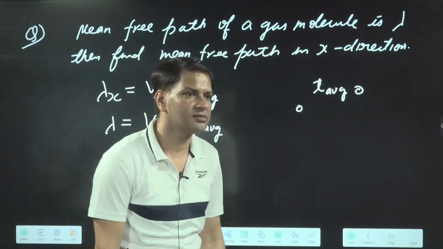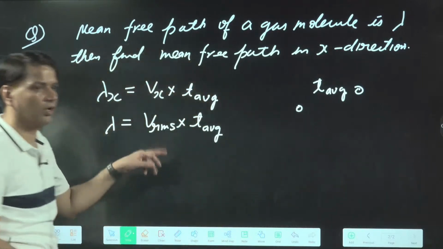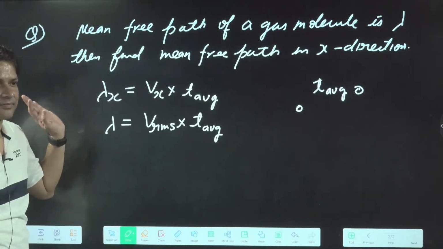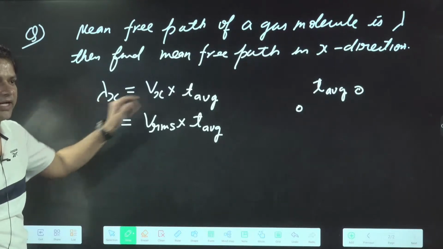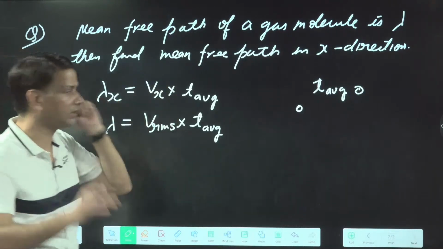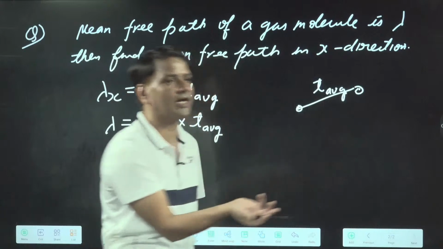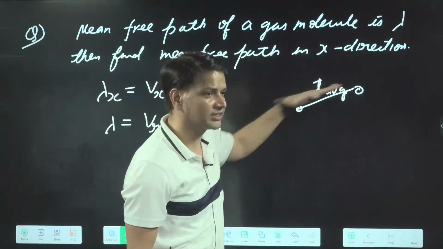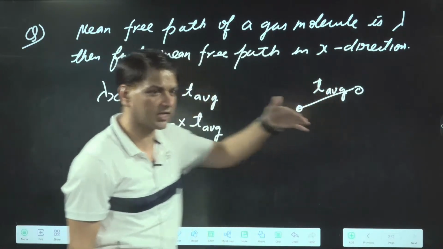Okay, this is okay or not? T average. Why do I take the time the same? The reason is, between two collisions, what is the average time? T average. In that total distance it is traveling lambda. I am asking in the x direction.